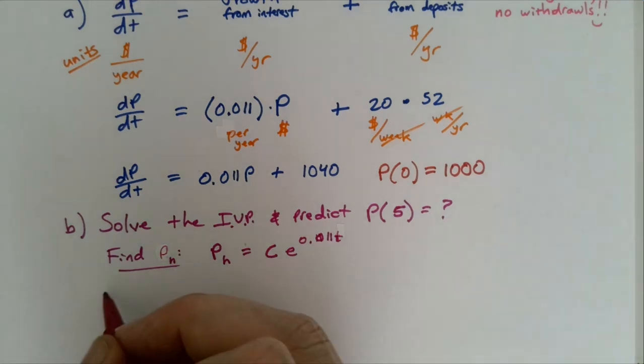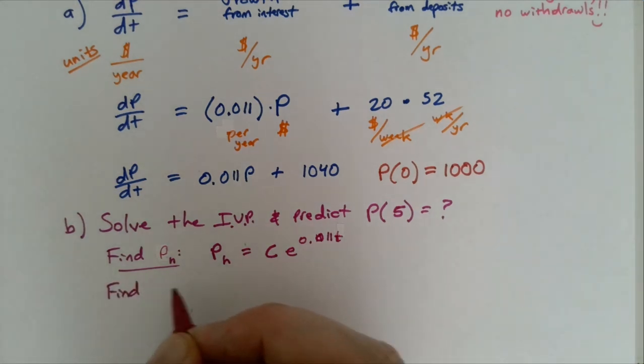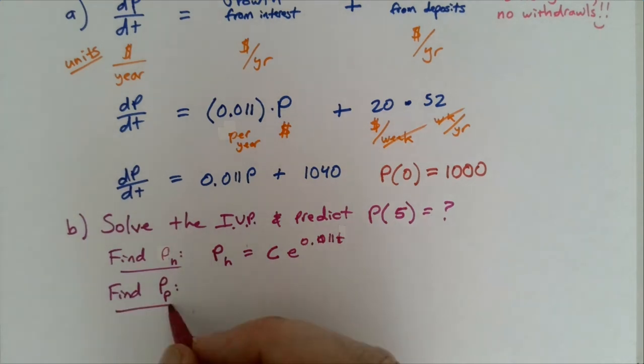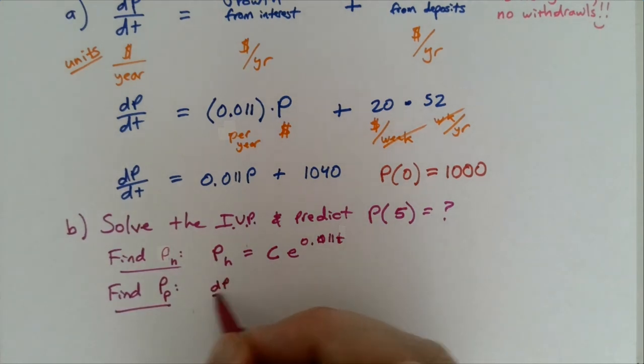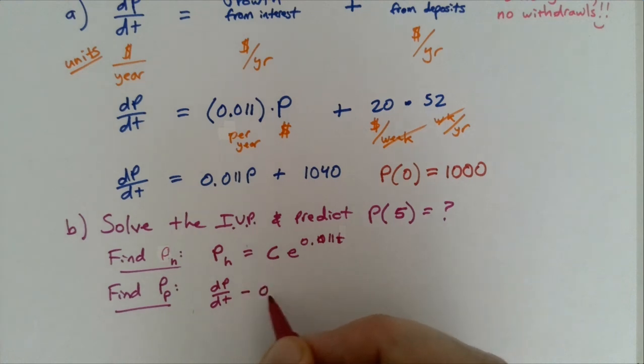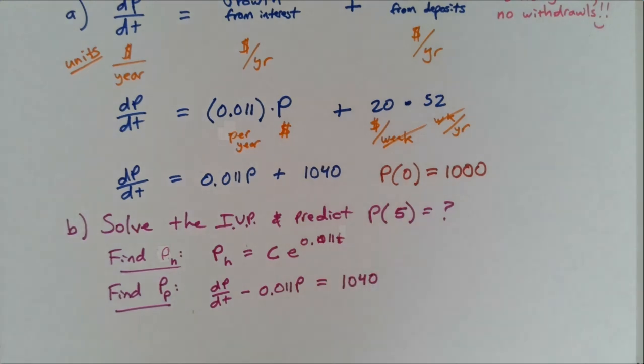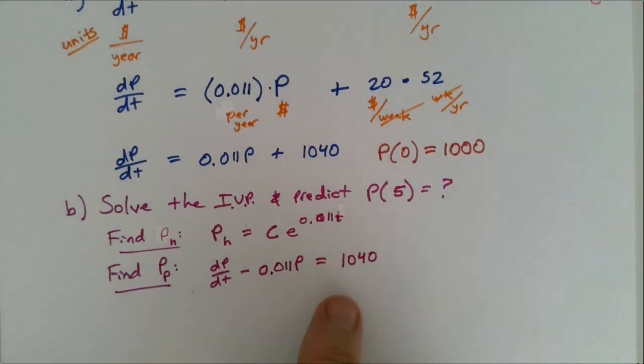Now I need to find a particular solution. And it turns out that my p with a little subscript p, my particular solution, once I manipulate this thing and move the p term to the other side, I have dp/dt minus 0.011p equals the number 1040. Now, normally we get to this point and we'd ask, what kind of function can I plug in for p that when I take its derivative and add or subtract 0.011 times itself, I get a constant? Well, it turns out the guess in this case is just a constant.